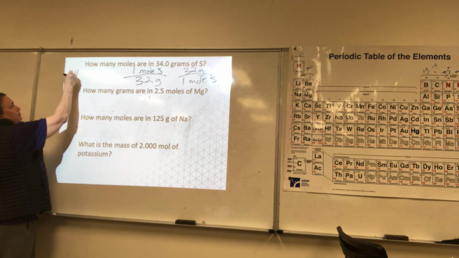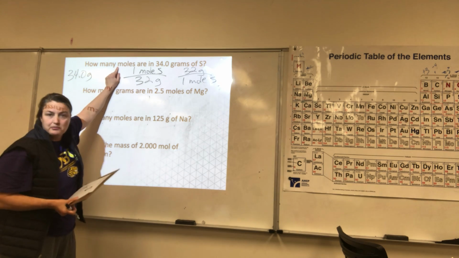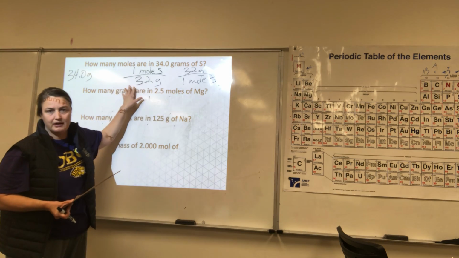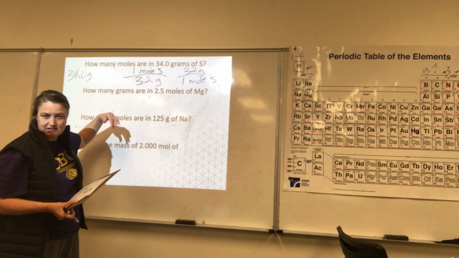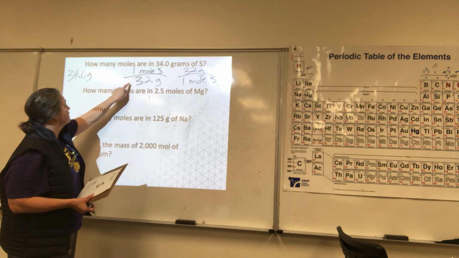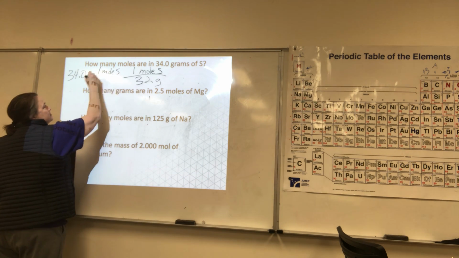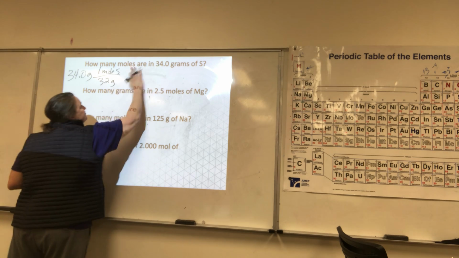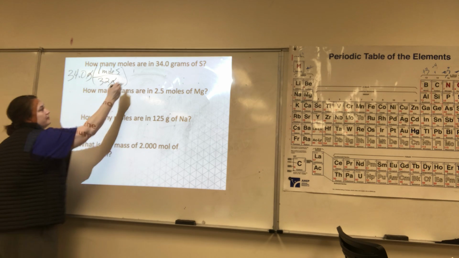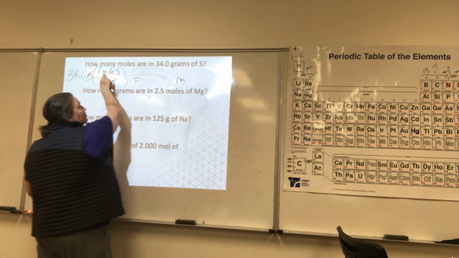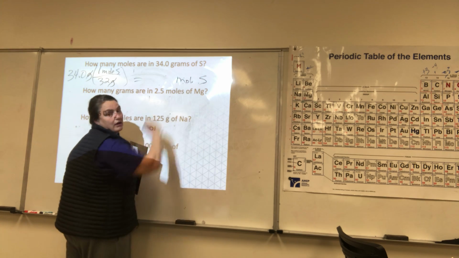We have 34.0 grams, and we're wanting to end up with moles. So which of these are we going to pick? Well, if we're starting with grams, we want to put grams on the bottom so they cancel out, and we're left with moles. So we're going to use this ratio. We're going to say 1 mole sulfur equals 32 grams. And we'll just do the math. We'll cancel out grams, and we're left with moles of sulfur. And we can abbreviate MOL if we want to.